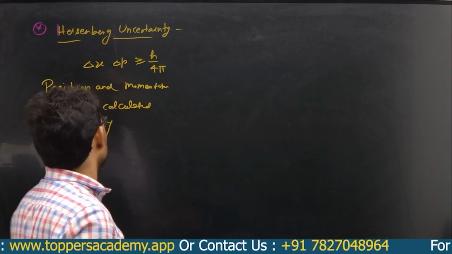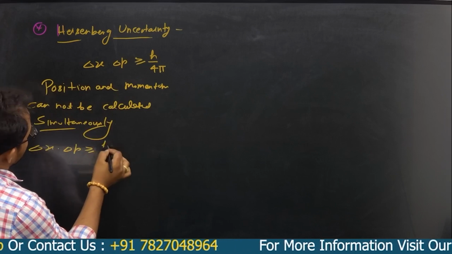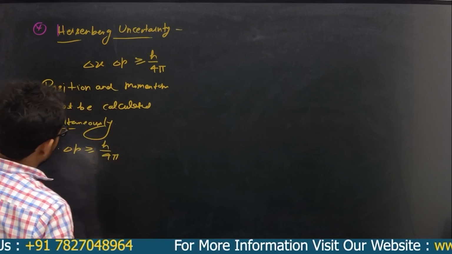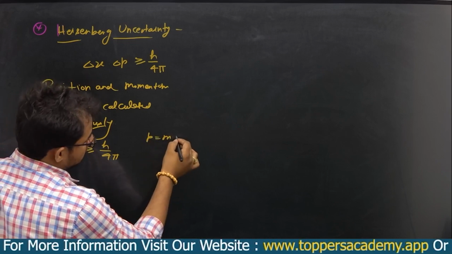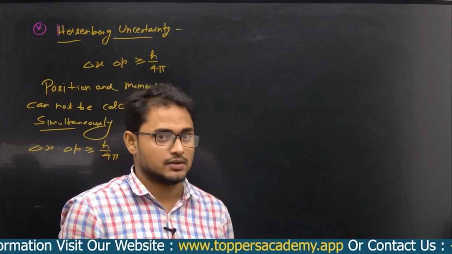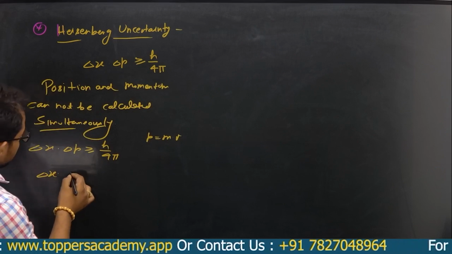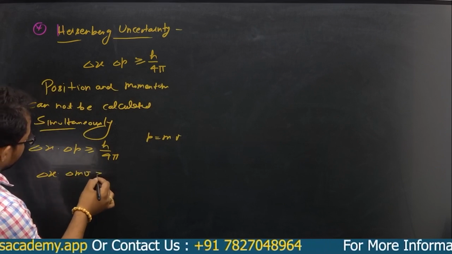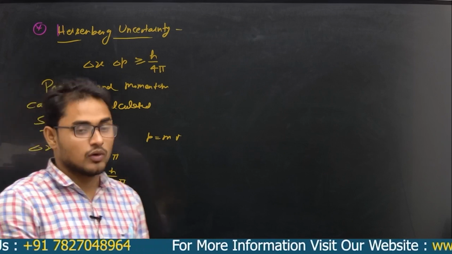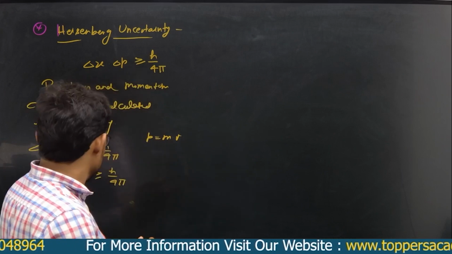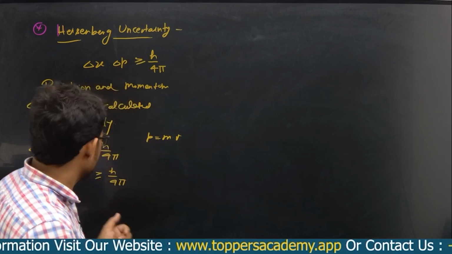One more thing. It is delta x into delta p is equal to or greater than h upon 4 pi. And I have told you that I can write momentum as mass into velocity, mv. So I am going to replace p by mv. See, mass is always constant, it does not change, it will not have error.